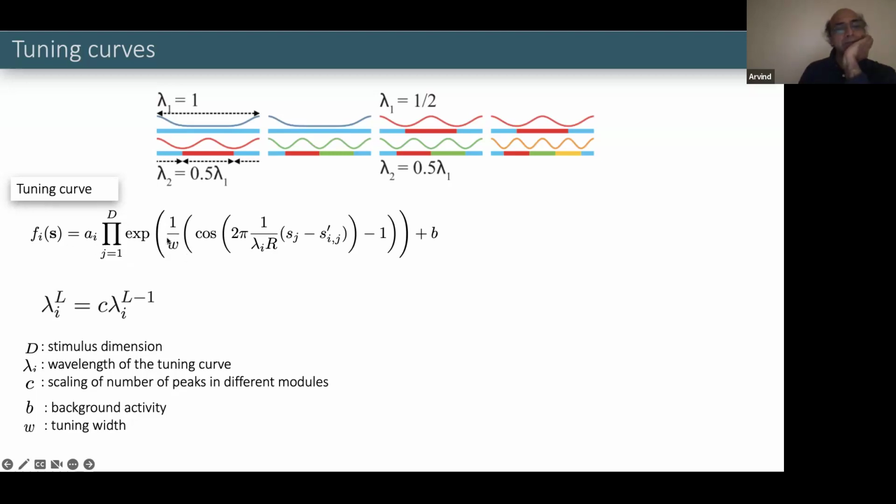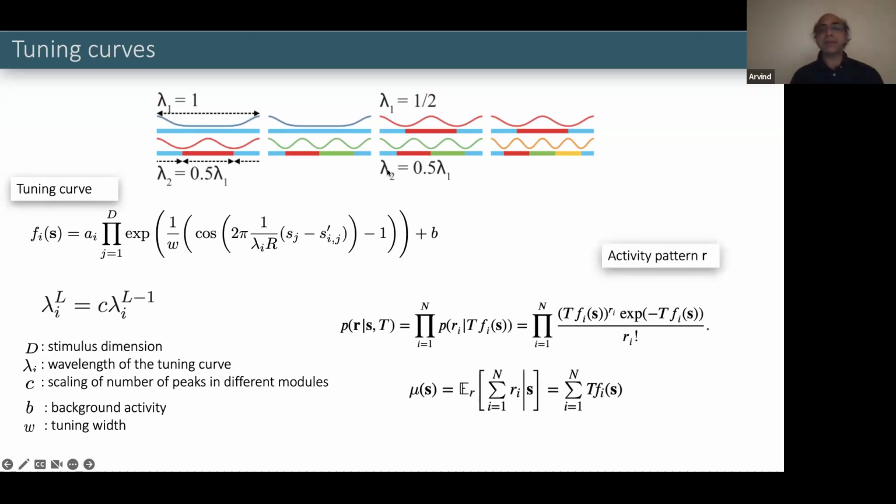So we have the amplitude, we can control the width, we can control the wavelength or the periodicity of it, and there is some baseline. Of course it can be multidimensional, so it could be just one dimension like orientation, but it could be orientation versus color, for instance. And then we have L modules in total, and for each module we take the harmonics. So the next one will be harmonic, as pictorially shown here.